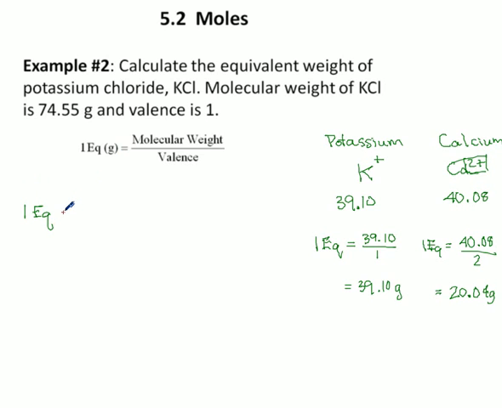One equivalent for potassium chloride is its molecular weight, which they gave us, 74.55. And they inform us that its valence is 1. Well, dividing by 1 is not too tough. We find that one potassium chloride equivalent actually is 74.55 grams.